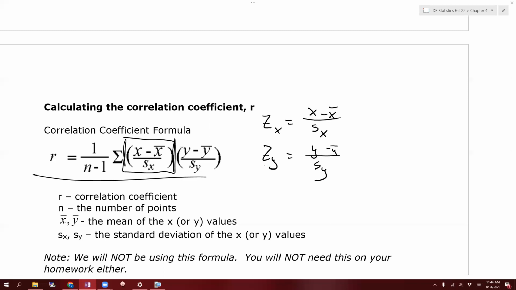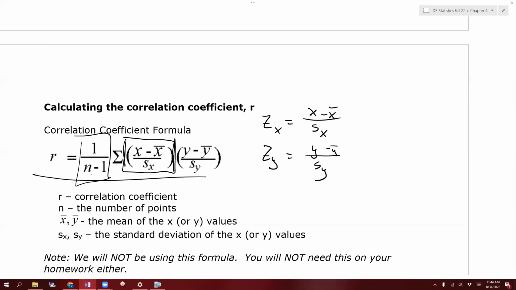And then the last part, part 3, this multiplication here is finding the average. So we find the x and the y z-score for each point, multiply those together, add them all up, and then we find the average. And when we do that, that's what gives us our R.